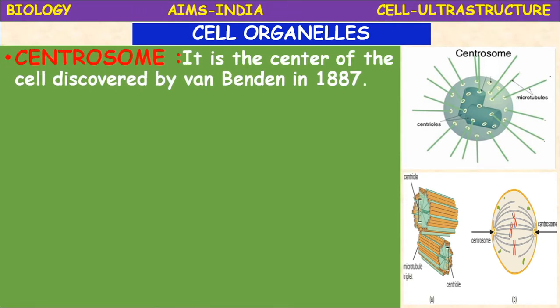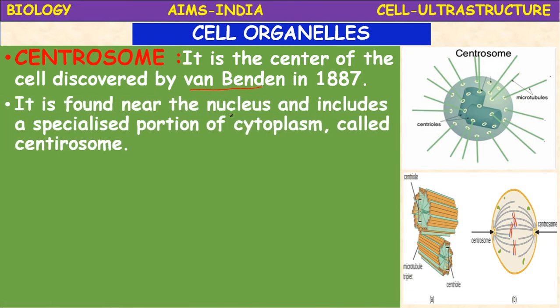Centrosome. Centrosome is the center of the cell, discovered by Van Benden in 1887. It is present just above the nucleus in animal cells. In plant cells, these centrosomes are usually absent, but at the time of cell division, these centrosomes appear.